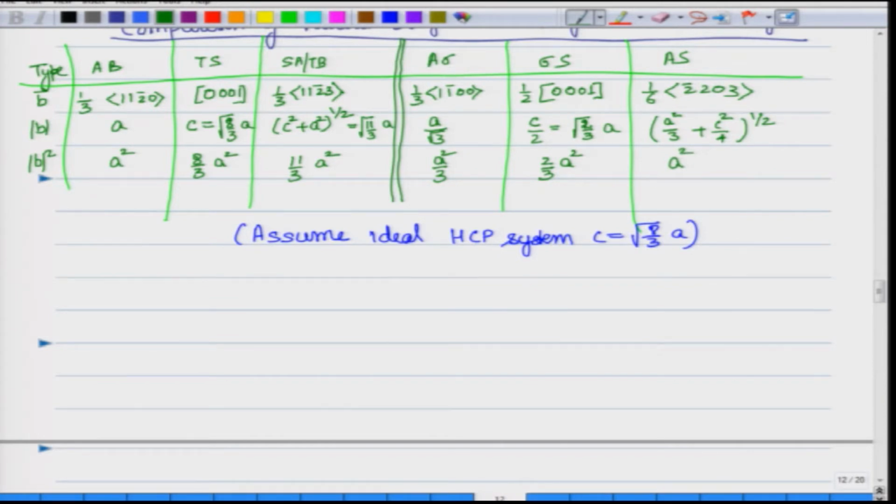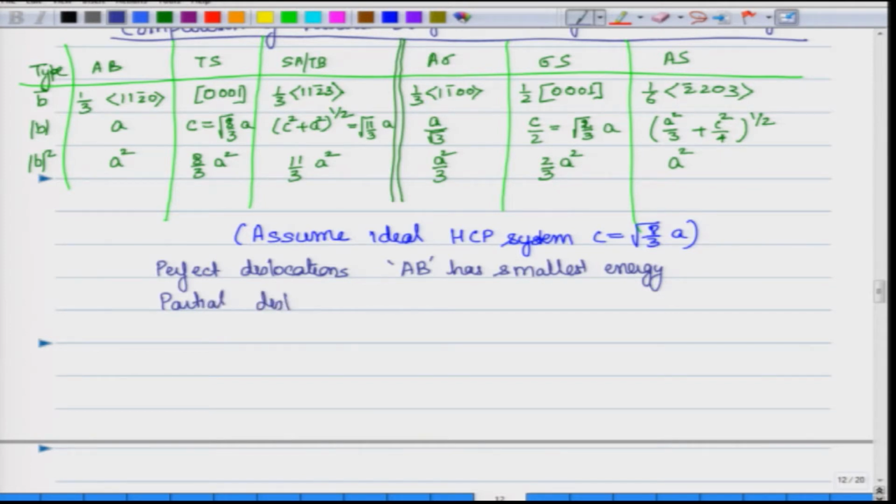So, first few things to note over here, that when you are talking about perfect dislocations, AB type vector, not just the AB, has the smallest energy. You can see these are much higher than that. Now, when we are talking about the partial dislocations, which has the smallest energy, you can see that this one, A sigma type vectors, are the smallest.